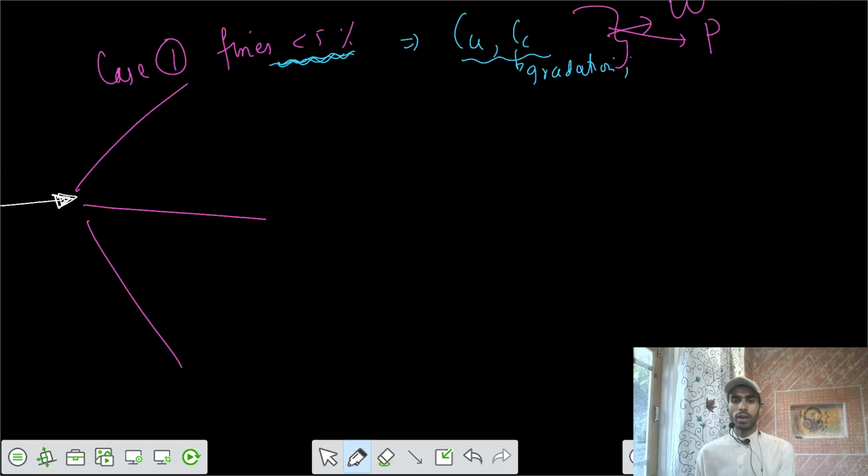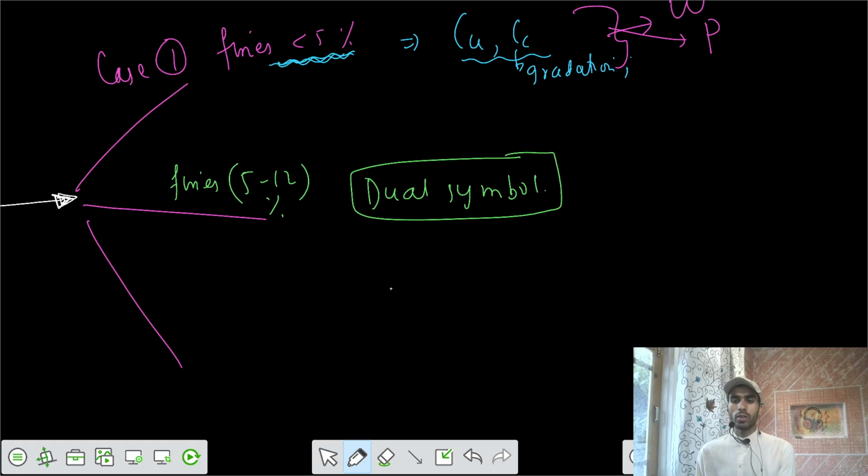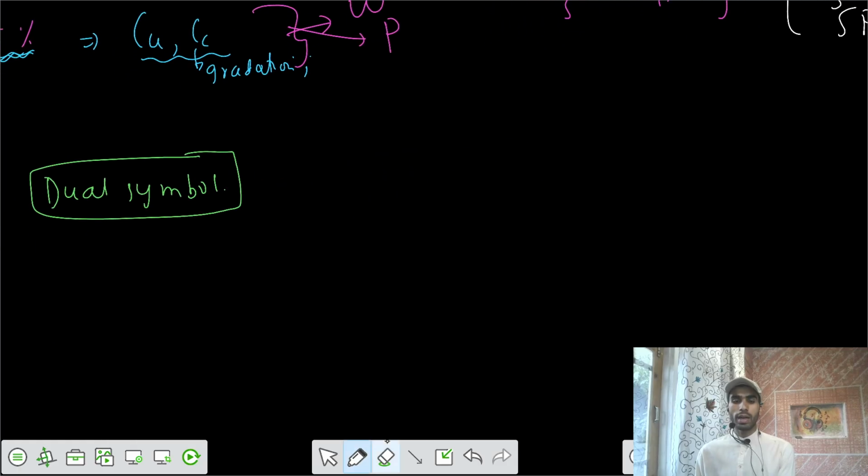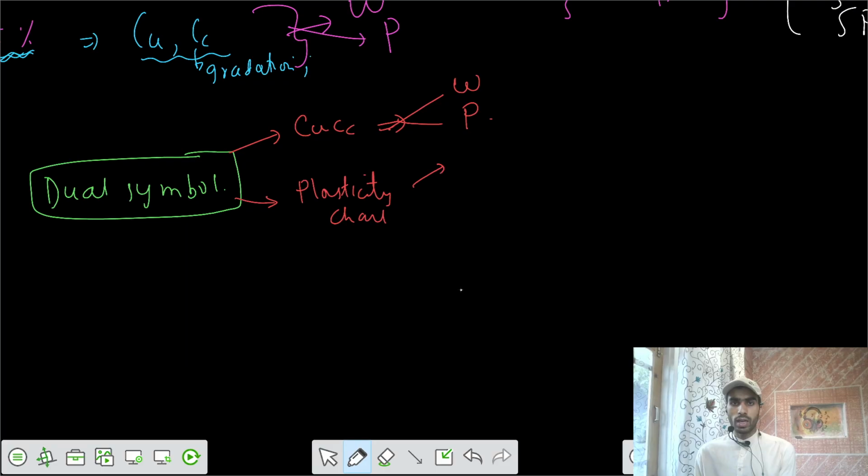For the second case, if fines are in the range 5 to 12%, we have to use the concept of dual symbol. We have to use both criteria. One is the concept of CU CC, which tells me whether your soil is well graded or poorly graded. And we have one more concept to use, the plasticity chart. That tells me whether your fines are clay or silt. This is the fines and this is the gradation.